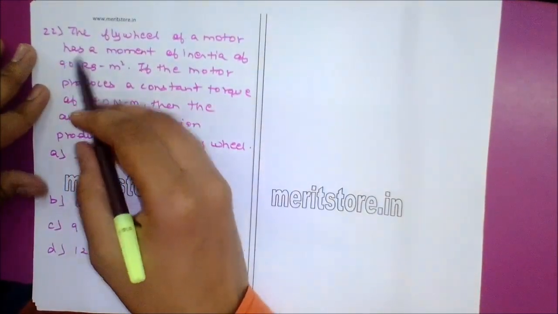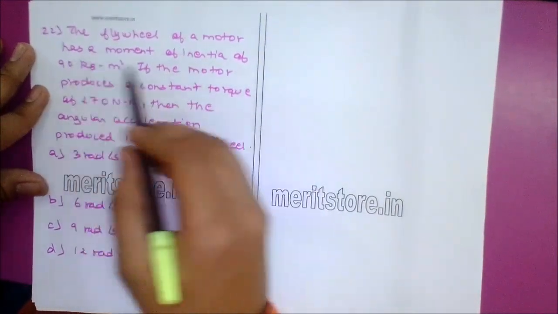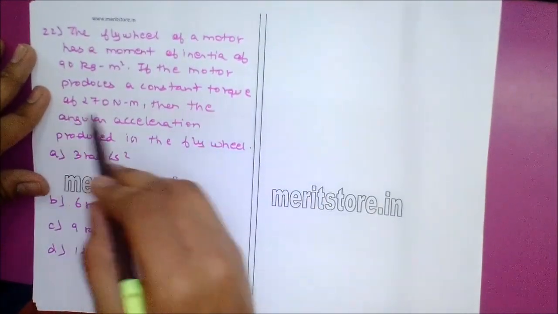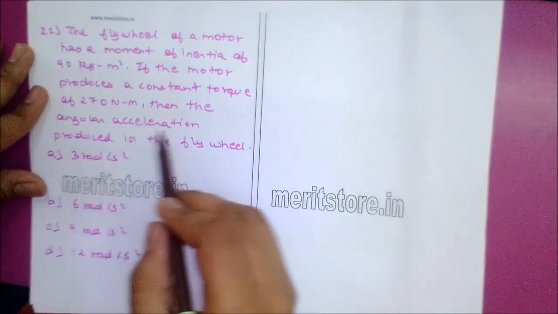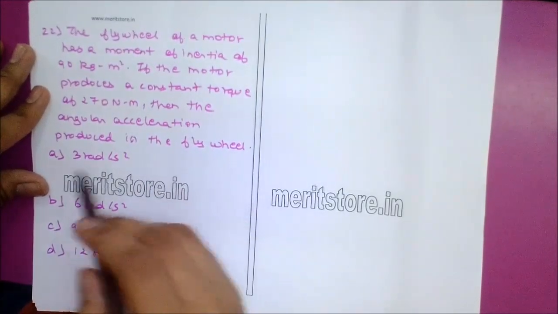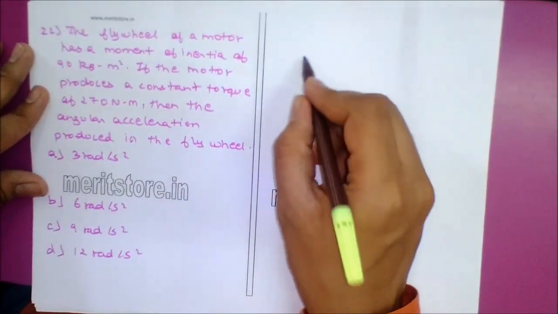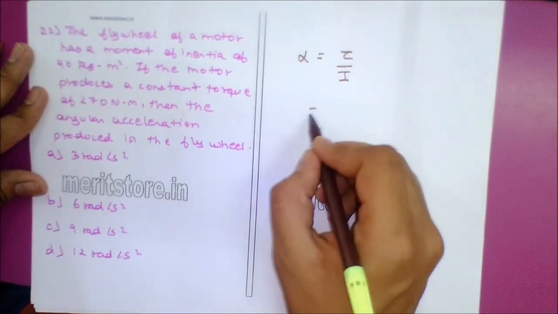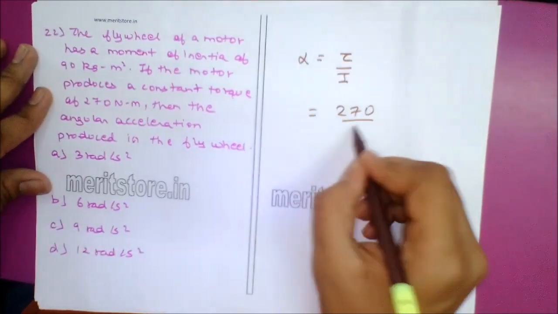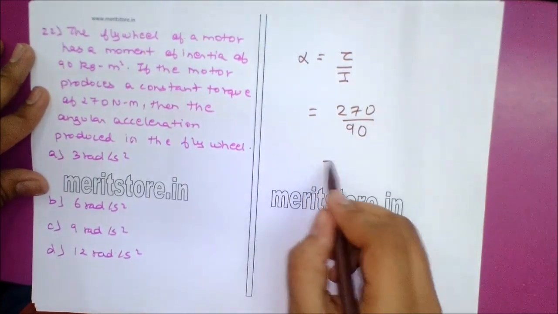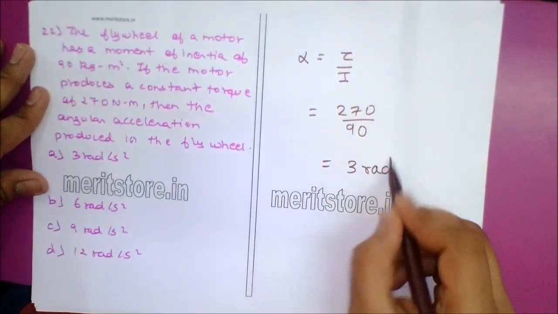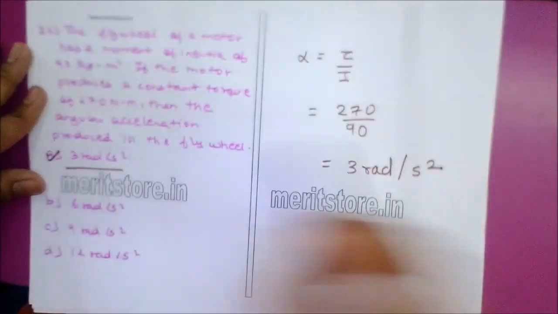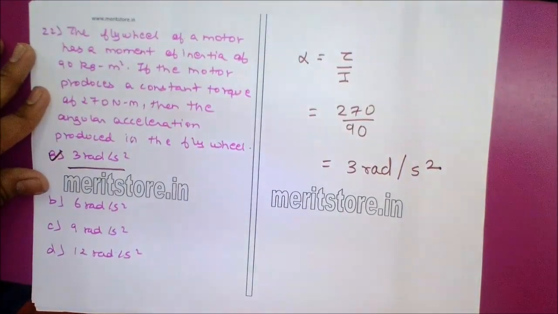Question 22. The flywheel of a motor has moment of inertia of 90 kg meter square. If the motor produces a constant torque of 270 Newton meter, then the angular acceleration produced in the flywheel? We know angular acceleration alpha is equal to torque upon moment of inertia I, which is equal to 720 upon 90, which on solving we get 3 radians per second square. So option A, 3 radians per second square is the correct answer.